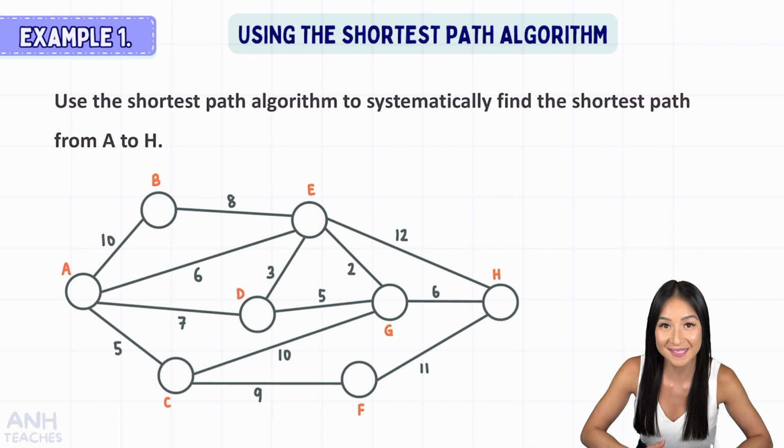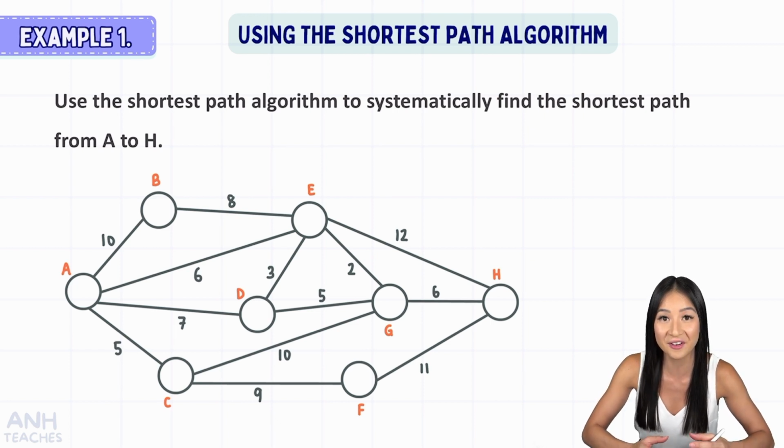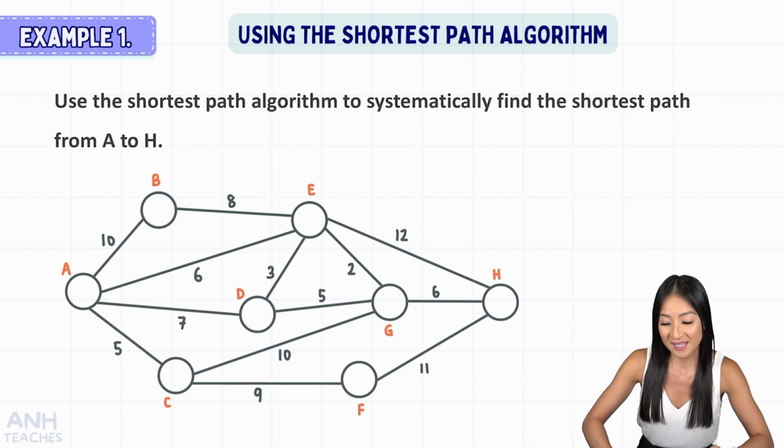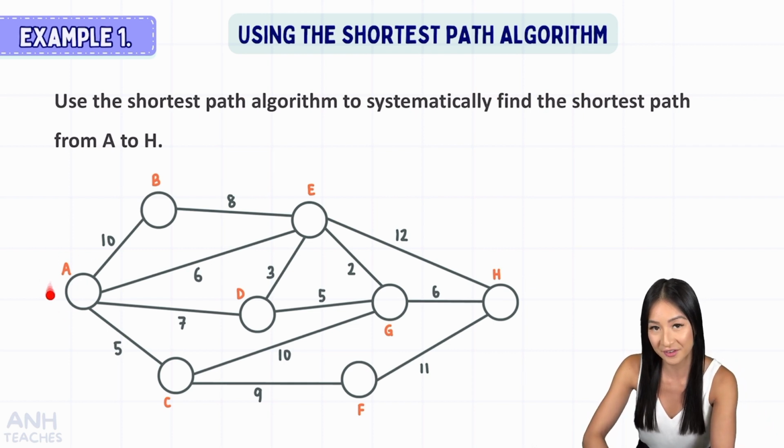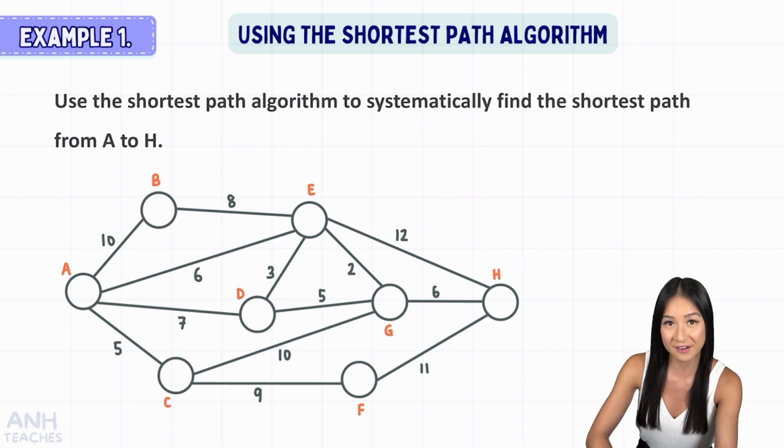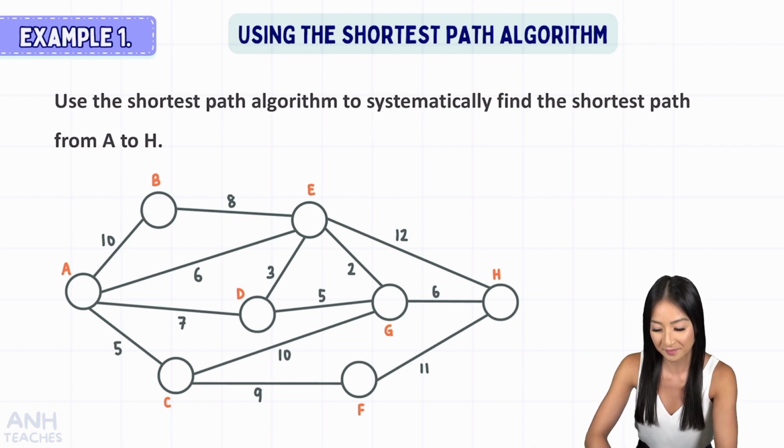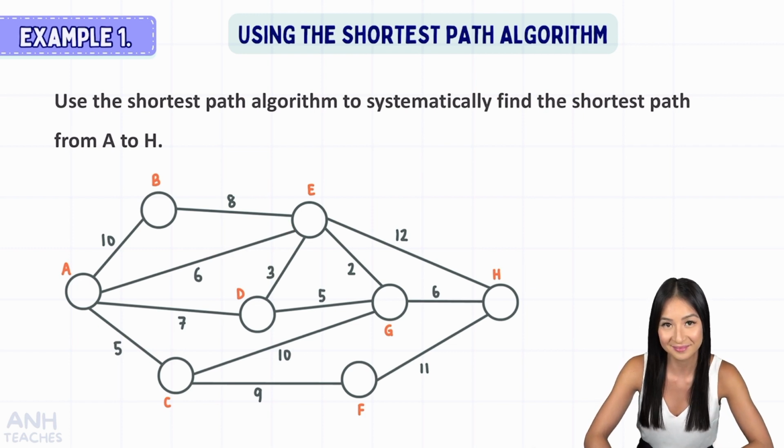Okay, so let's put those steps into action with this first example here, where I'm going to show you how to use the shortest path algorithm. Let's read the question. Use the shortest path algorithm to systematically find the shortest path from A to H. Okay, so step number 1 is to locate the starting vertex and the vertices that are adjacent to it. So in this case, the starting vertex is vertex A, and the vertices that are adjacent to it are B, E, D, and also C.